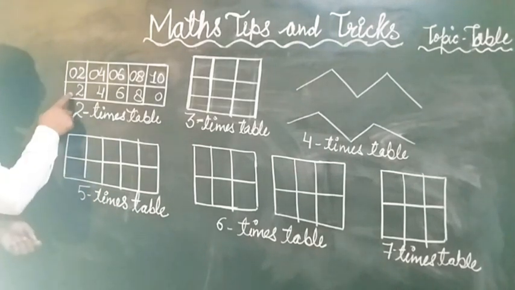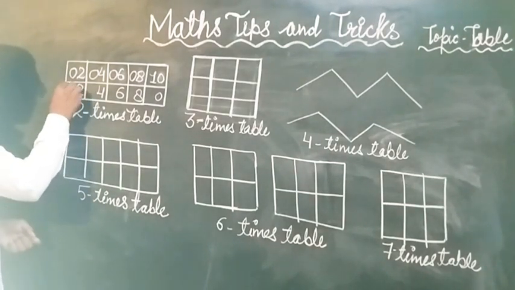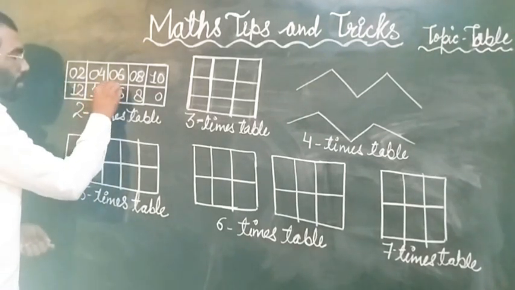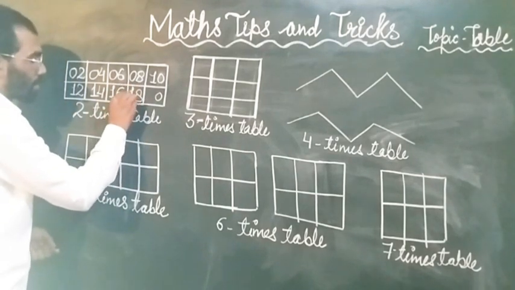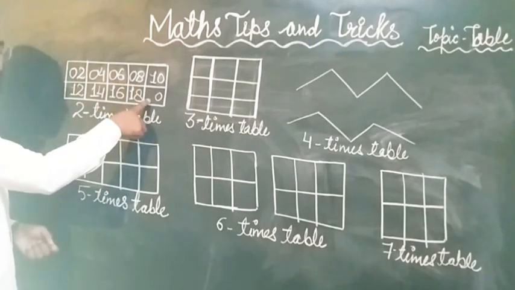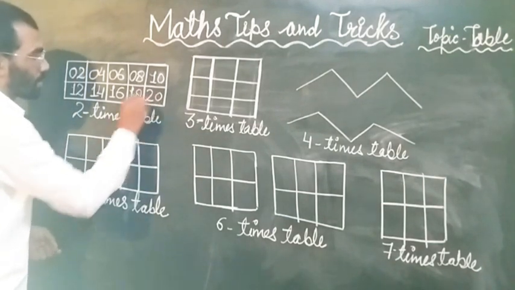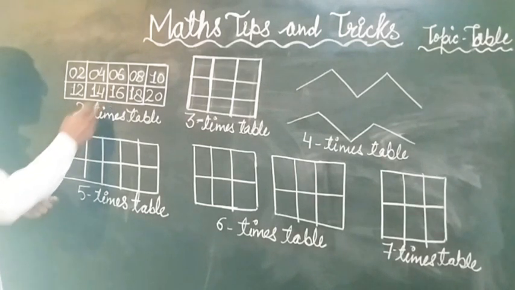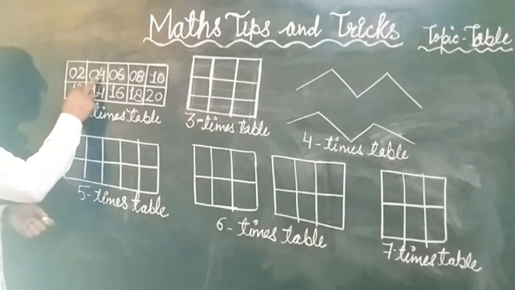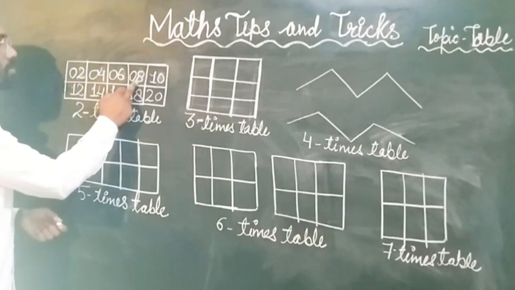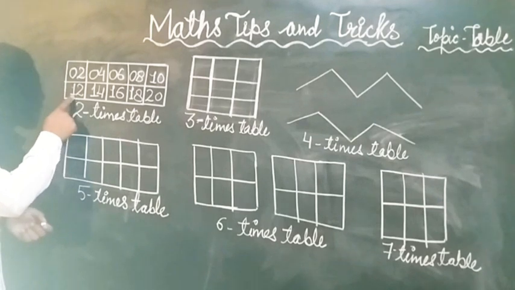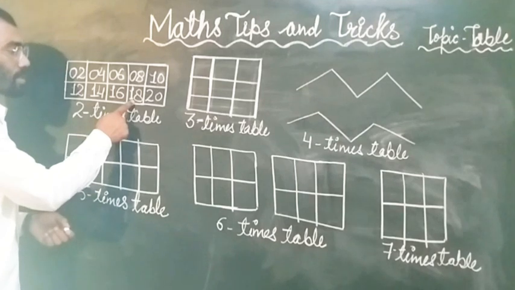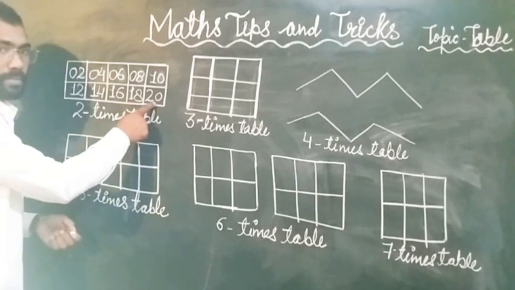Okay, then come to the next row, write 1 at the tens place, but not at the last box. You will write here 2. Is this the table of 2? Yes, this is the table of 2. 2 1 2, 2 2 4, 2 3 6, 2 4 8, 2 5 10, 2 6 12, 2 7 14, 2 8 16, 2 9 18 and 2 10 20.